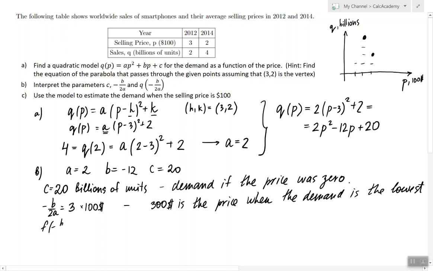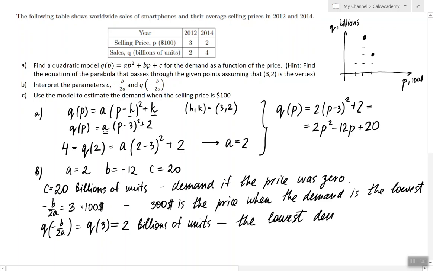And if we plug that into the function, so if we find, well, it's the q function, then q of 3 is of course 2. We already know that. The units of this are billions of units. So we interpret this number as our lowest demand. So at the lowest there will be a demand for 2 billion units.